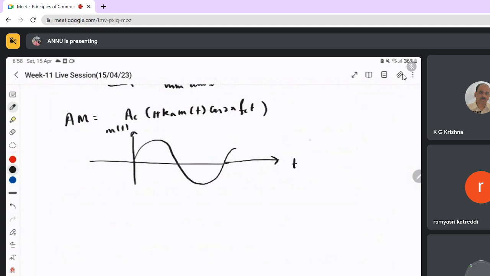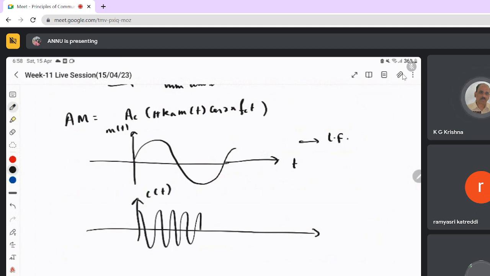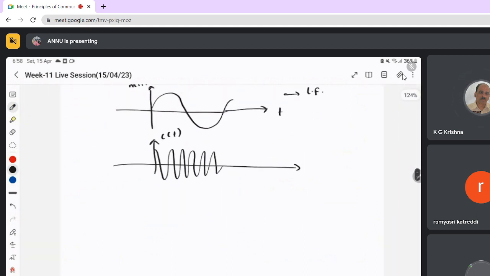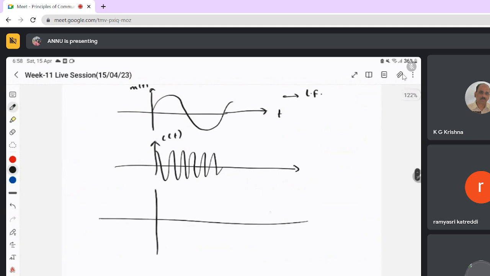This is the low frequency component m(t), and you have this one as c(t), the carrier. You simply multiply. But why are we adding this?